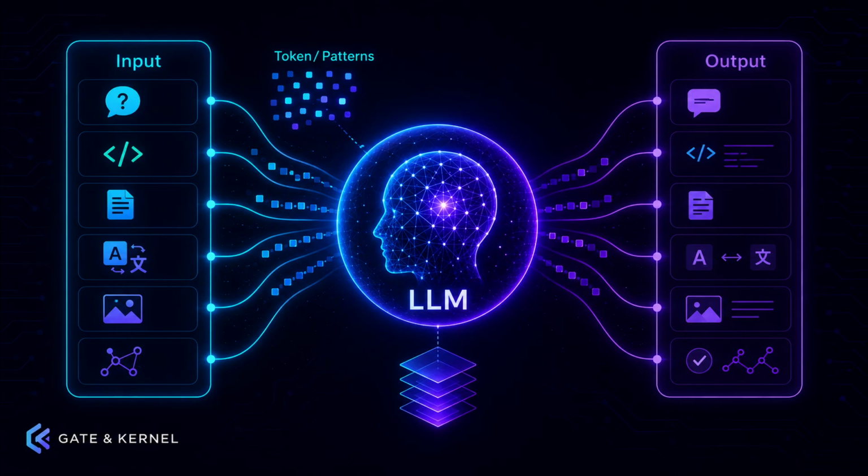ChatGPT can answer questions, write code, summarize documents, translate languages, analyze images, and help complete complex tasks. But what is happening behind the screen? ChatGPT is powered by a type of artificial intelligence called a large language model, or LLM.